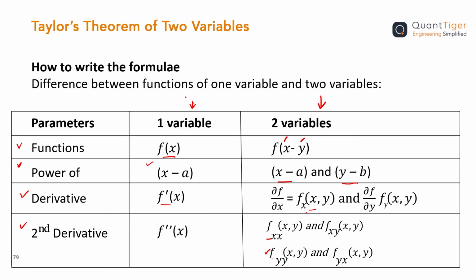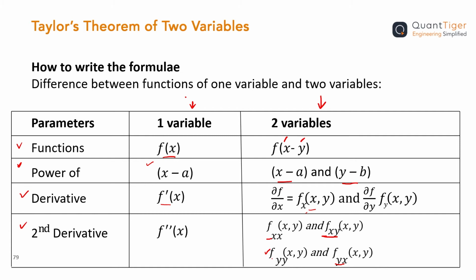Which we have written here as f y y. Then we will differentiate del f upon del x with respect to y again to find the second order derivative, which is written as f x y, and again del f by del y we will differentiate with respect to x, which is nothing but f y x. So, four second order differentiations we will be finding because there are two variables.